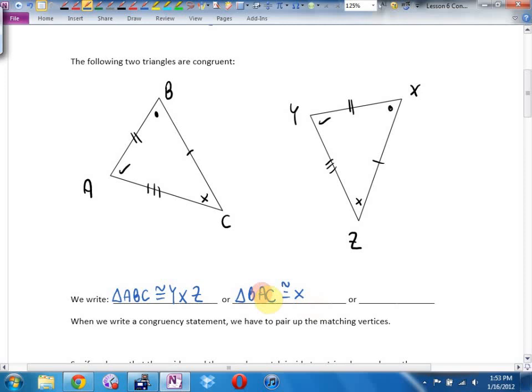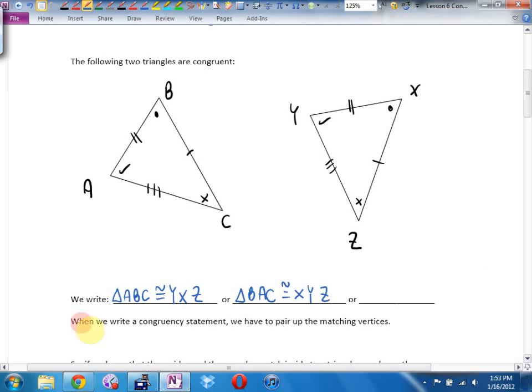So I'm going to be fussy in the order of the second one. I'm going to make sure you match up the pairs. Usually, I do the first one alphabetically, and then I match the second one up, and that way all our answers look the same. It's easier to mark, but as long as you match the pairs up properly, no big deal. And then I wrote, or I could also go B, C, A, and match those up to whatever. When we write a congruency statement, then, we have to pair up the matching vertices, the matching angles.